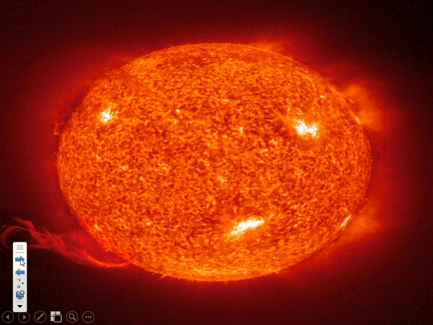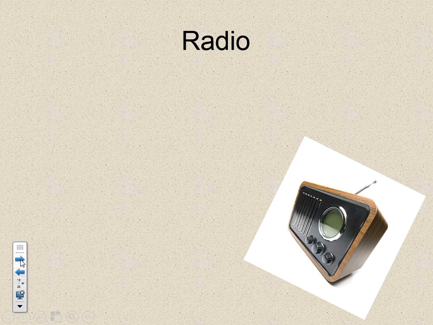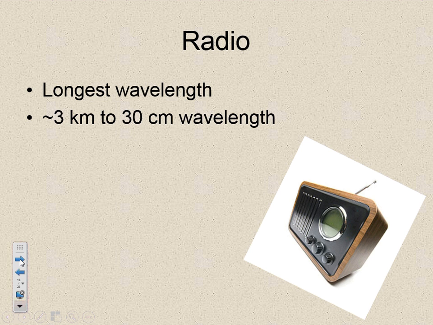So all of these waves are emitted by the sun. Some get through our atmosphere, and some are blocked by our atmosphere or different parts of the earth. So let's talk about radio waves. Radio waves are just like you think, but they're the longest wavelength in the electromagnetic spectrum. They range from about 3 kilometers, even longer than that, to about 30 centimeters, which is about 12 inches.